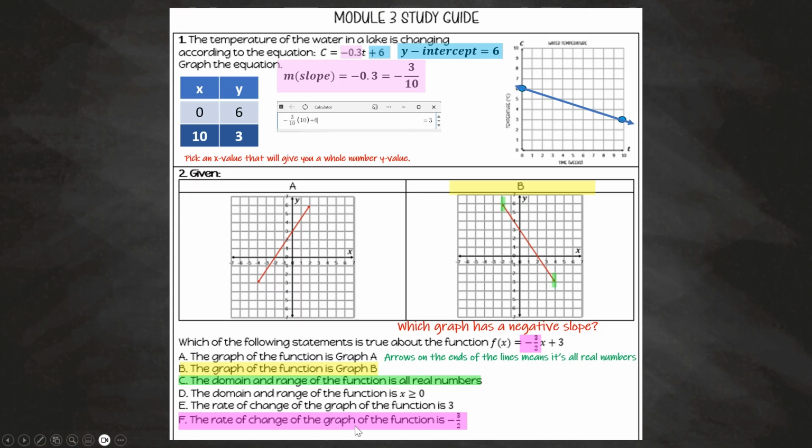Next is the rate of change of the graph of the function. Well, we already identified that first thing. Our rate of change, or our slope, is the negative 3/2. That's why it matches graph B. So make sure when you're answering this question on the test that you have 3 answer choices, because if you're missing one, then you will get the question wrong.